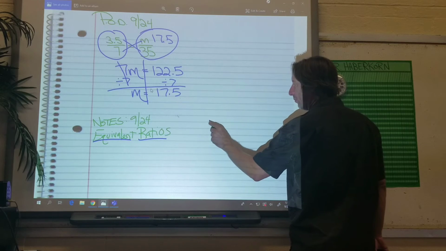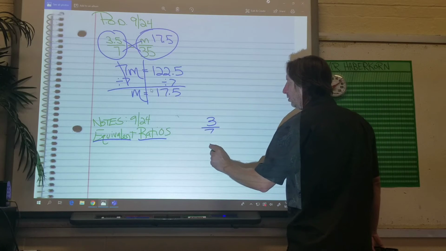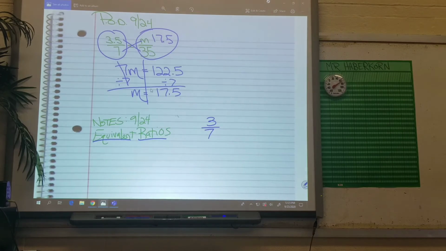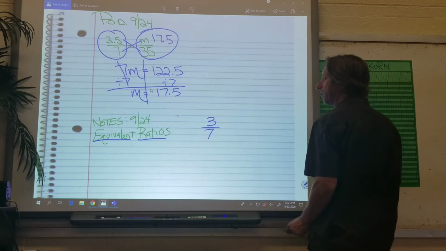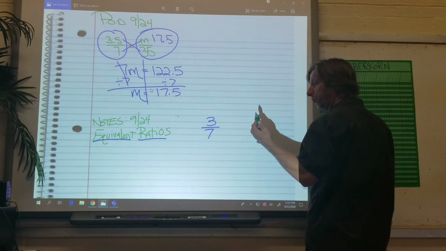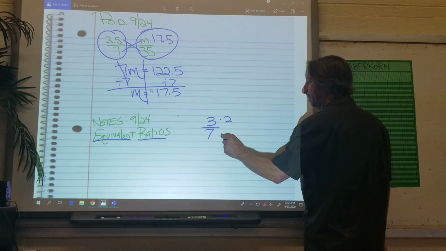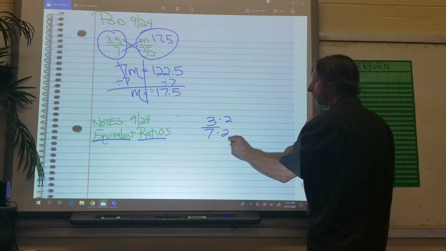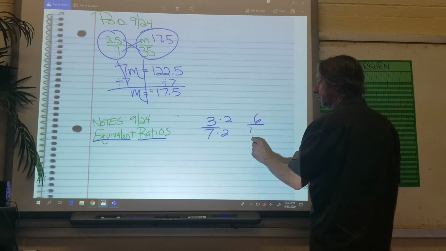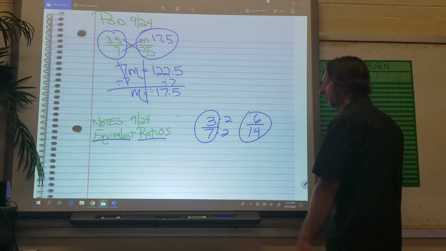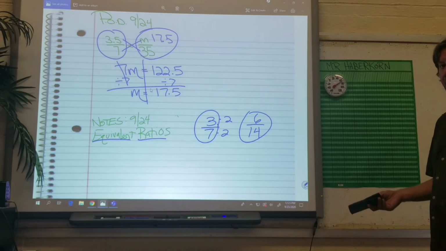So say I had 3/7, a little more difficult to draw. So we're not going to draw it, but we can find something that's equal to it. And all we have to do is multiply the top and bottom by the same number. So if you just pick any random number, I'm going to pick 2. If I multiply the top and the bottom by 2, I get 6/14. This is equivalent to this. All right? It's that simple. That's all there is to it.